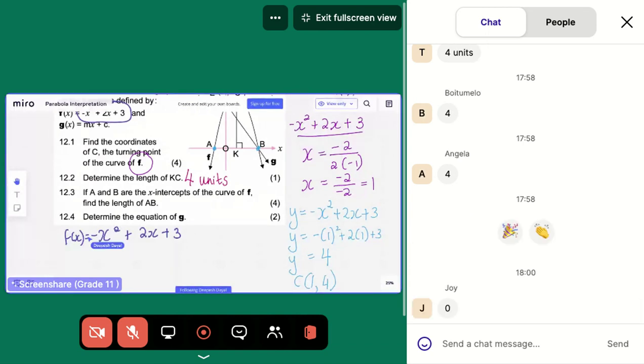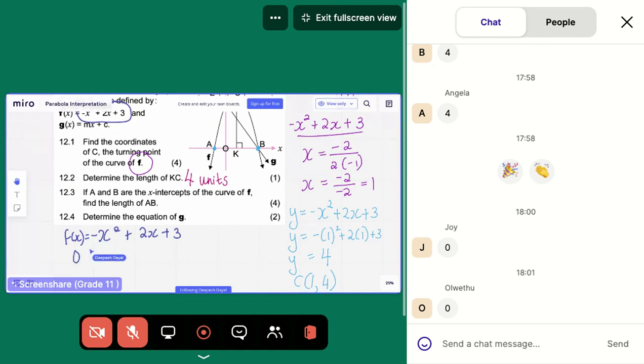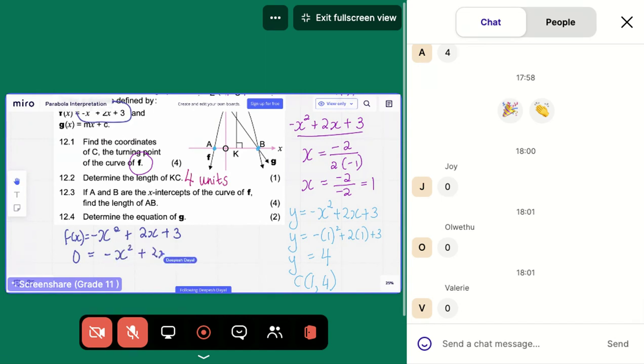Joy, what is the value of y? Okay, you've written 0. Great. Valerie, what is the value of y at the x-intercept? Okay, great. So we're going to then say 0 equals minus x squared plus 2x plus 3.